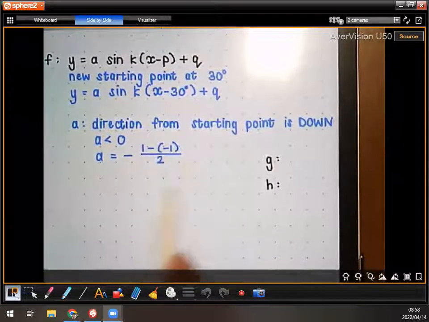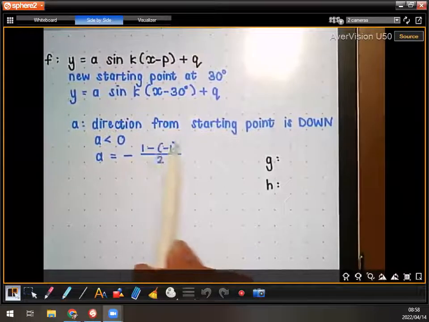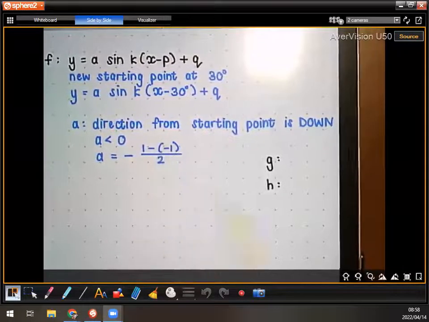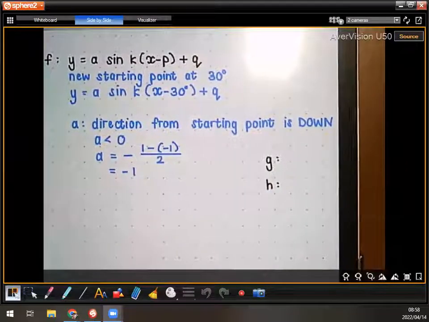All right, so we can say 1 minus negative 1 divided by 2. Now this you can type into the calculator or you can just work it out in your head. It's going to be 1 plus 1, which is 2, divided by 2 is just 1. All right, so my A value is actually going to be negative 1.